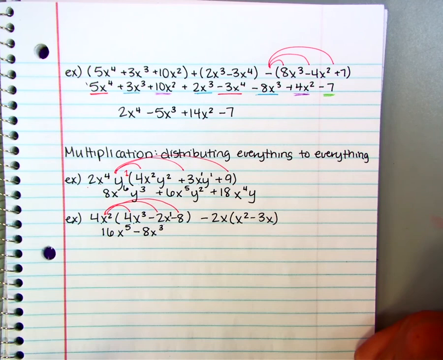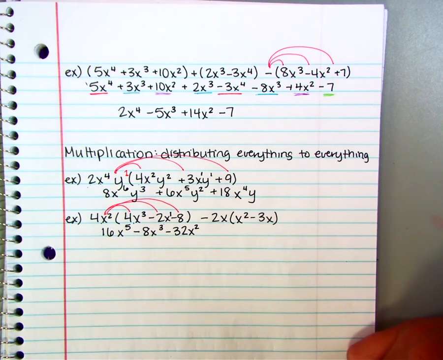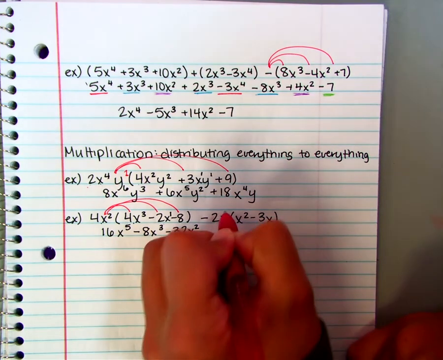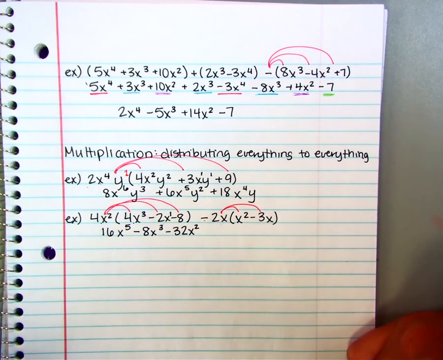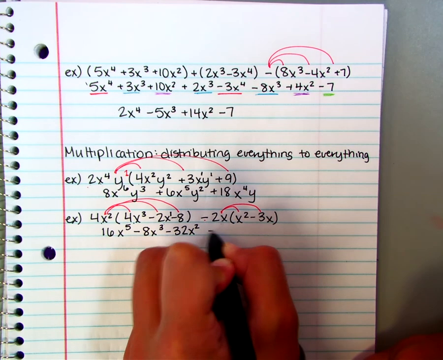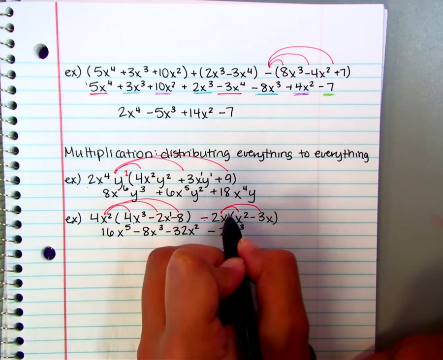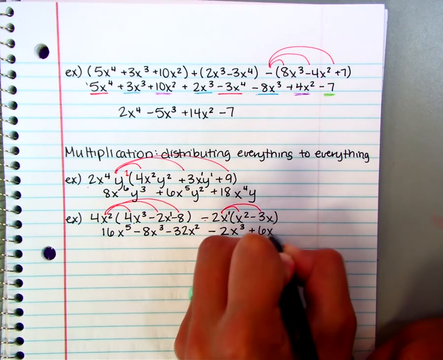4x squared times a negative 8. So no variables, so we're just multiplying the coefficients. 4 times negative 8 is a negative 32x squared. And then we've come to our second set of polynomials. So we need to distribute again. We want to distribute that negative with the 2x. So we're kind of killing 2 birds with 1 stone. Distributing the negative and distributing that 2x. So we'll have negative 2x times x squared, negative 2x cubed, assuming we know that there's a 1 there. And then a negative 2x times a negative 3x gives us a positive 6x squared.